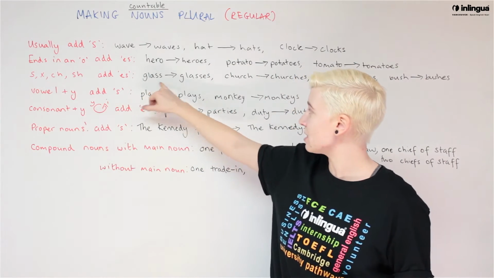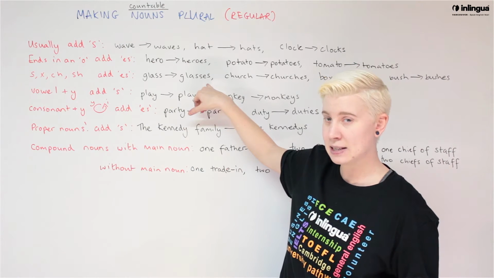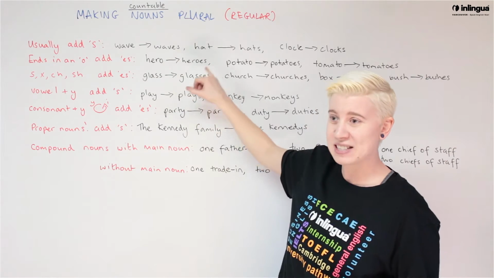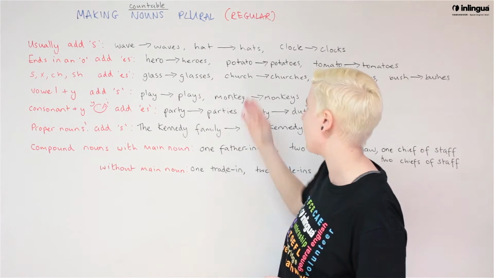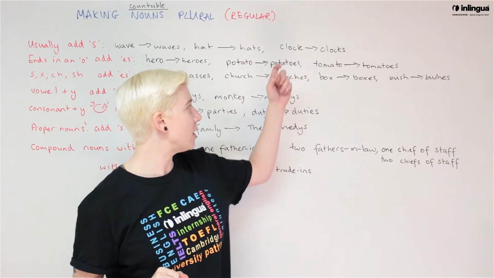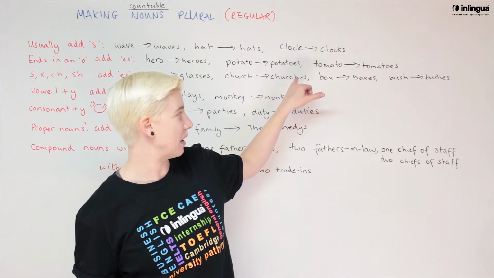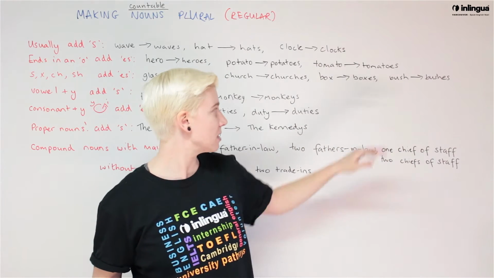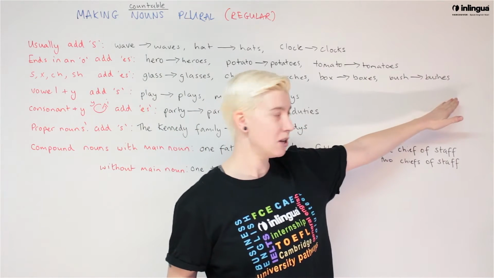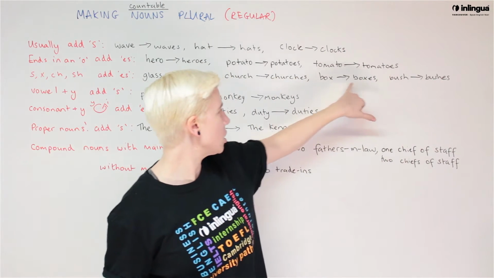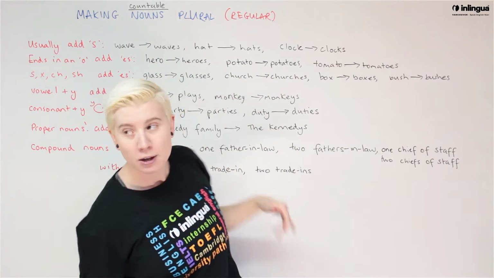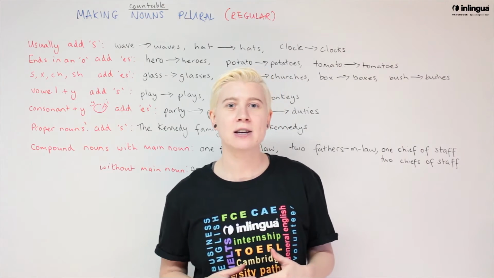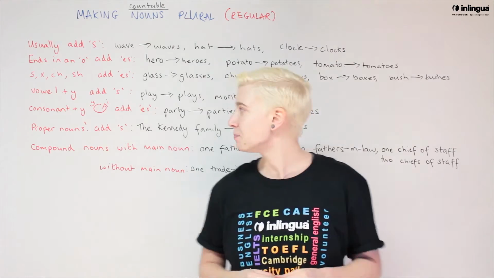So we can say glass becomes glasses. Okay? We make a whole extra syllable to this word to make it easier to say. Church becomes churches. Extra sound on the end. Box, boxes. Bush, bushes. It's too difficult, so we add the ES on the end to make it easier for us to pronounce.